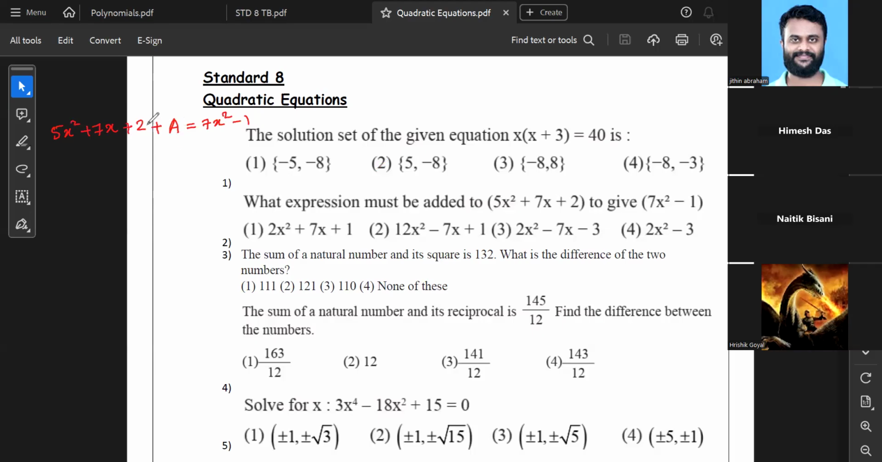In order to find A, I have to take everything else to the other side. So A will be equal to 7x square, and taking 5x square to the other side gives minus 5x square. Taking 7x gives minus 7x. Taking 2 gives minus 2, and over here I already have minus 1. So ultimately 7 minus 5 is 2x square, minus 7x, and minus 2 minus 1 is minus 3. That's your answer, Option 3.